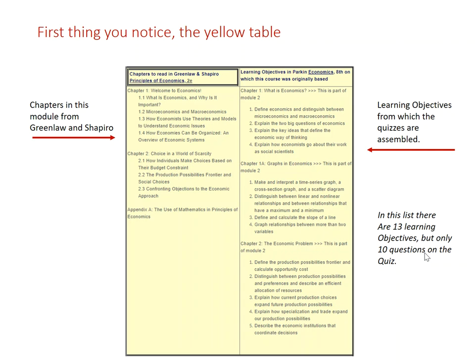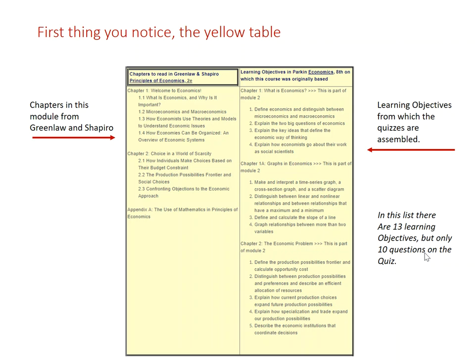On the right-hand side, it is chapters from Parkin 8th edition, on which the course was based, but it's here because those are not just sections of the chapters, they're the learning objectives. So if you look down through there, it says, for instance, make and interpret a time series graph. Well, you could expect a question on a time series graph in your quiz.